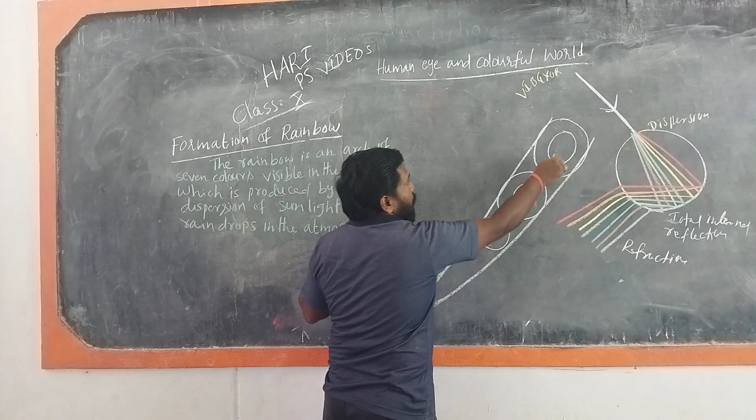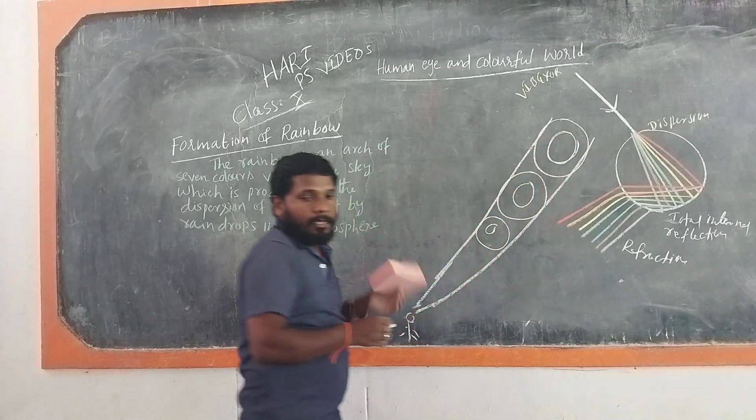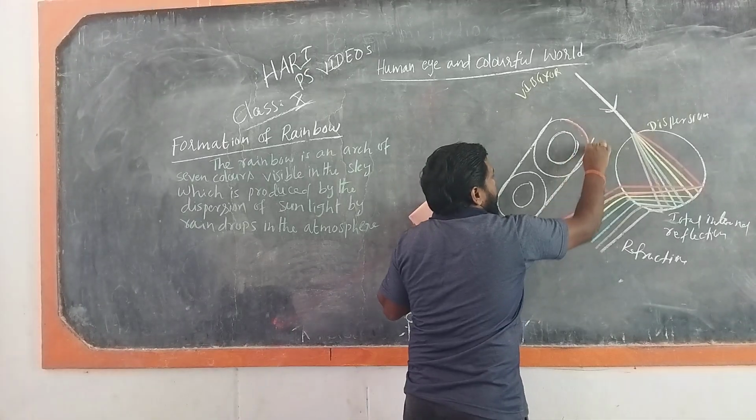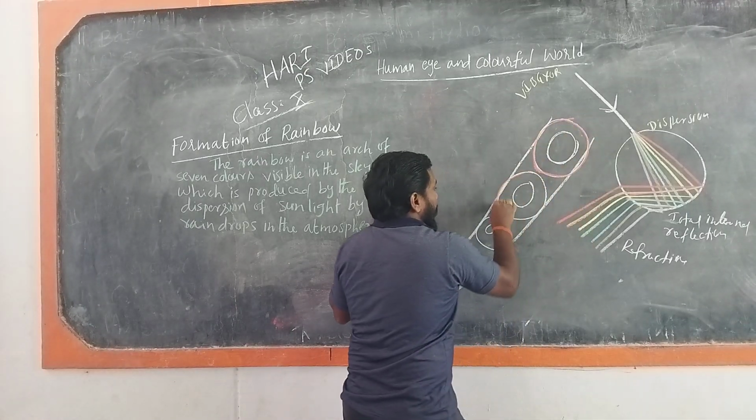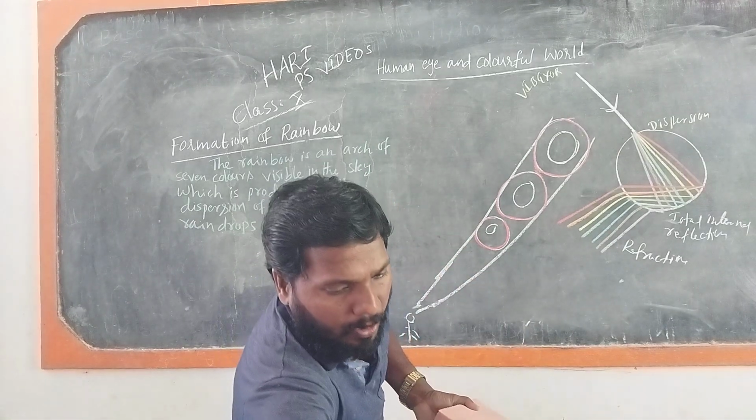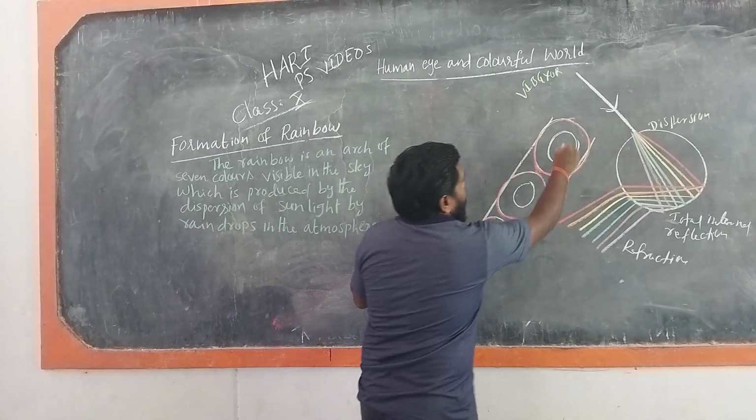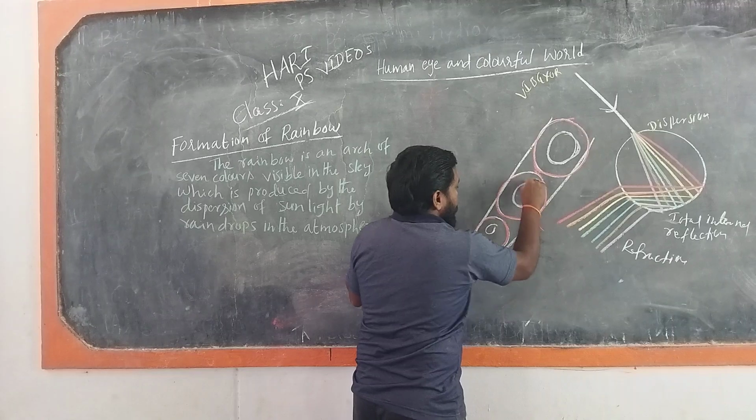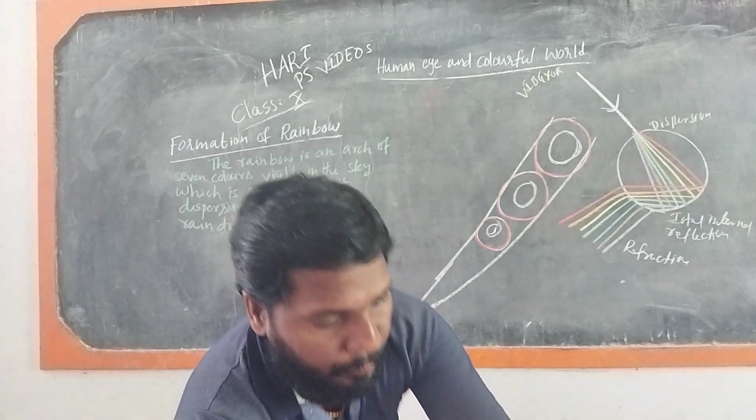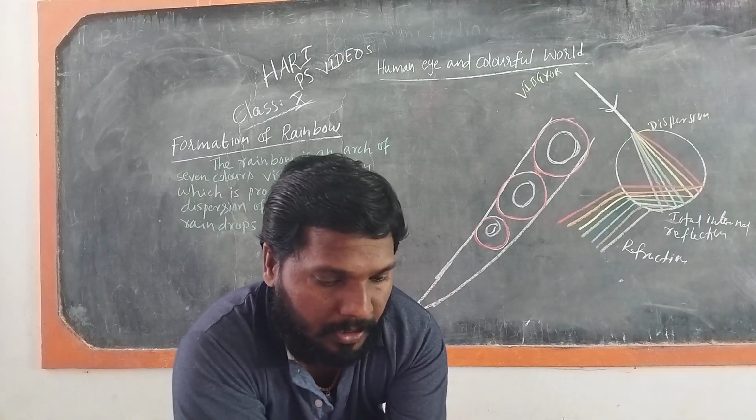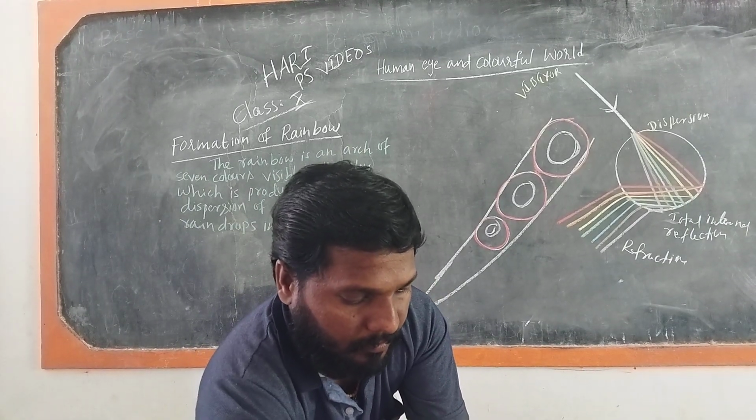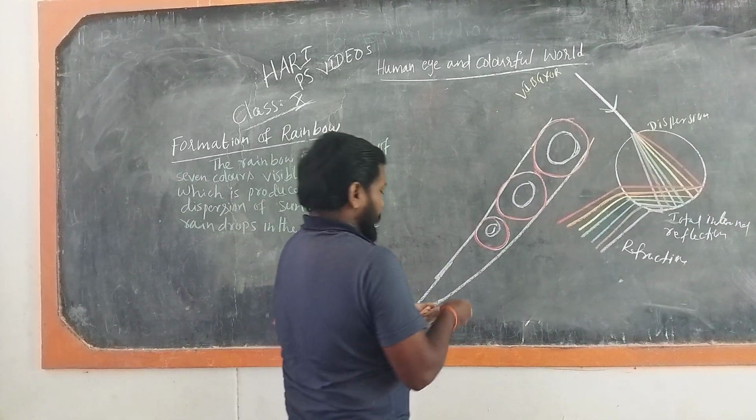These two represent the red and the violet. The upper one is the red, and the second one is the violet. This is the violet and this is also violet, with some other colors in between. When we draw, you observe the complete picture of rainbow.